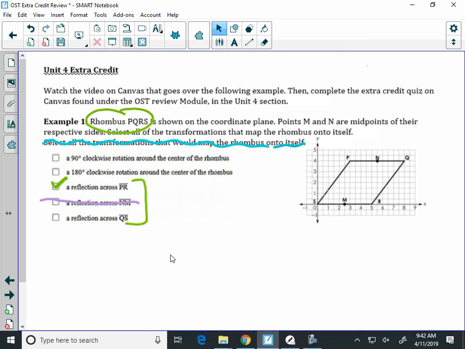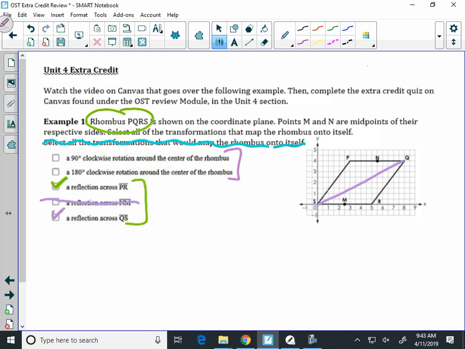And then if we take a look at the next one, QS. QS is a diagonal of that rhombus, so yes, it's going to be a line of symmetry. Diagonals of a rhombus will always be the line of symmetry every time. So if you're drawing a diagonal, it's going to be a line of symmetry.